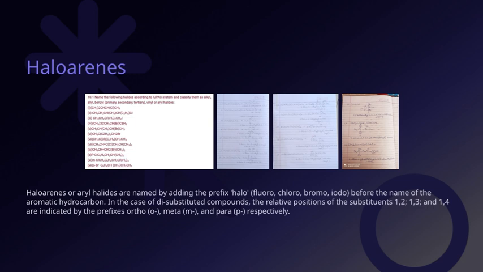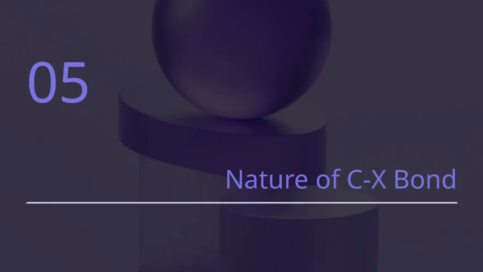So, grasping these basics sets a solid foundation for exploring their chemistry further. Now, let's take a closer look at the nature of the C-X bond. When we talk about these bonds, we're really focusing on how carbon interacts with other elements, specifically halogens, oxygen, or nitrogen. The key point here is that the nature of this bond can vary quite a bit, depending on the elements involved and their electronegativities.